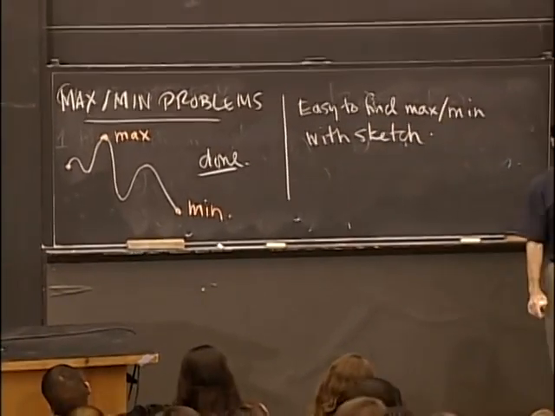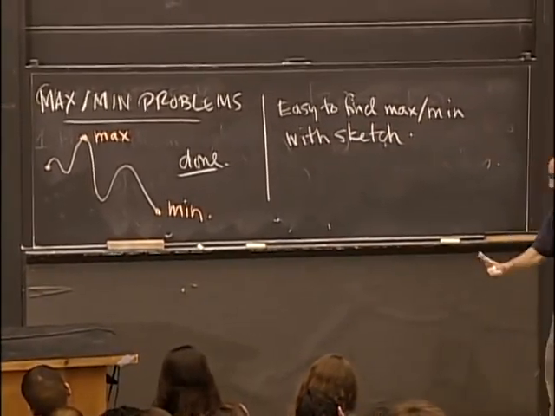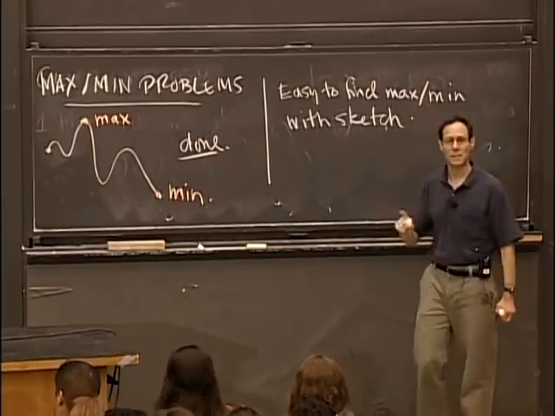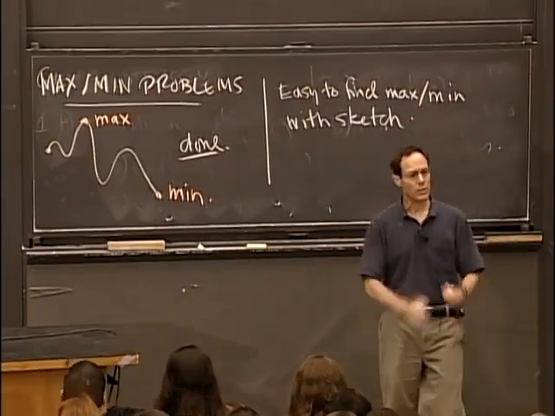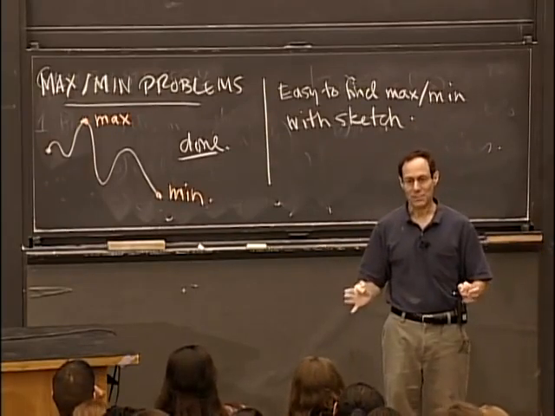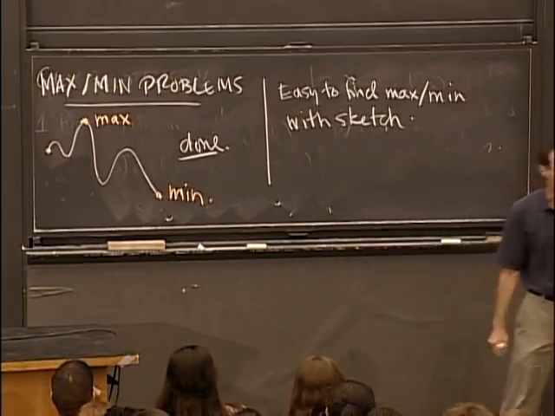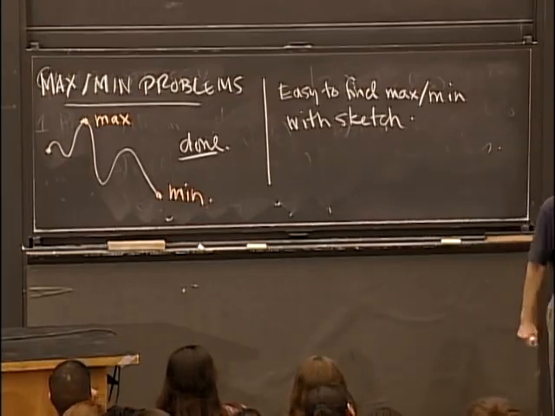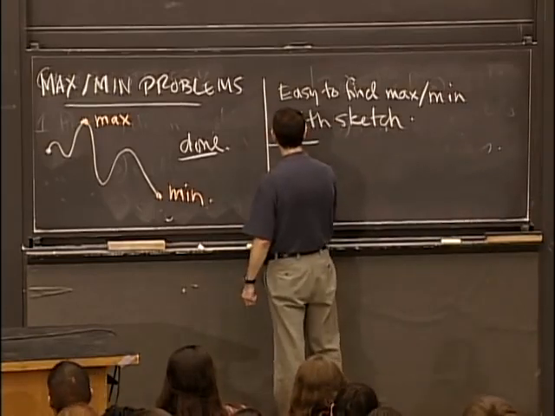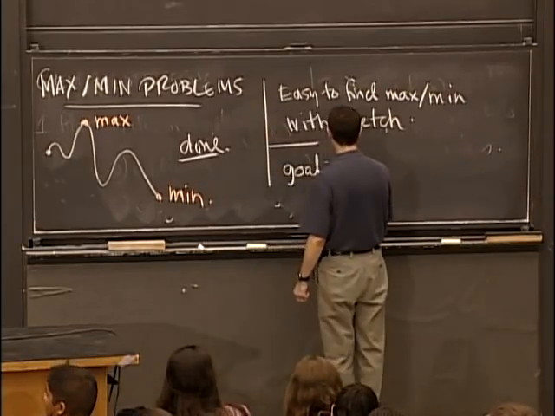Okay? It's very easy. The problem is that the sketch is a lot of work. We just spent 20 minutes sketching something. We would not like to spend all that time every single time we want to find a maximum minimum. So the goal is to do it with, so our goal is to use shortcuts.